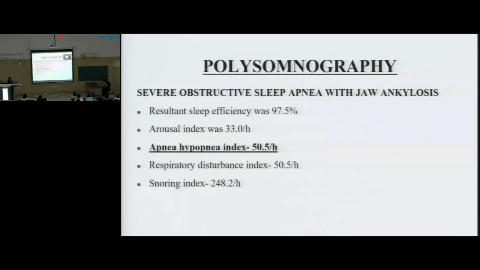Then we did a sleep study. Polysomnography showed a sleep efficiency of 97.5%, and the patient's AHI was very high, 50.5 per hour. For her age, in a pediatric patient, more than 11 to 15 is itself severe, and 50.5 was the AHI for her. The respiratory index was 50.5, and she also had a very high snoring index of 248.2 per hour.